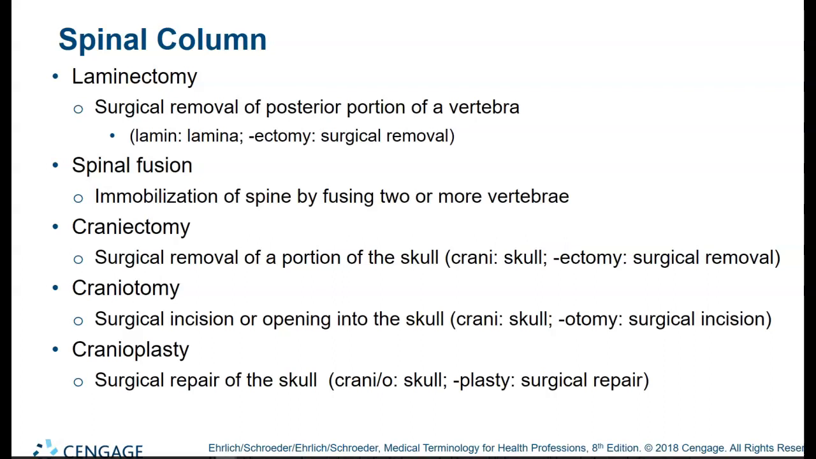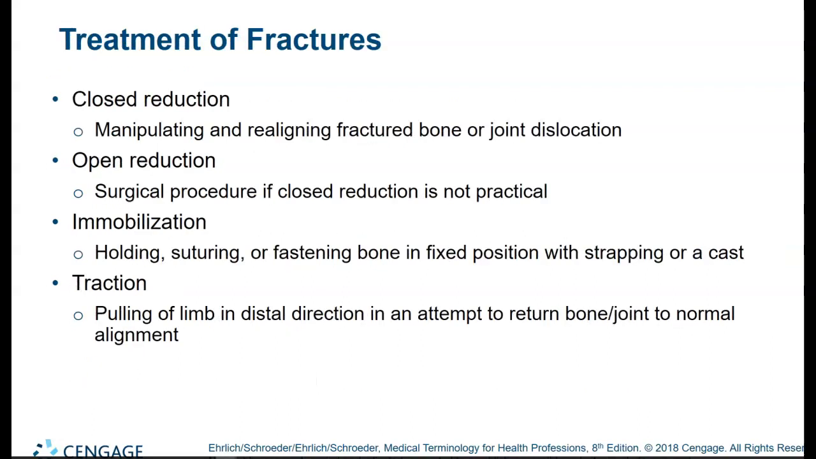That's exactly what I'm looking for on your test. Closed reduction, that means that the bone isn't popping out. We can actually manipulate it, realign it, and then cast it, hopefully, or use some type of immobilizing device to hold it in place to heal. If we have an open reduction, they do have to go in surgically and fix that. We also see traction. It actually pulls the bone apart to help for healing.